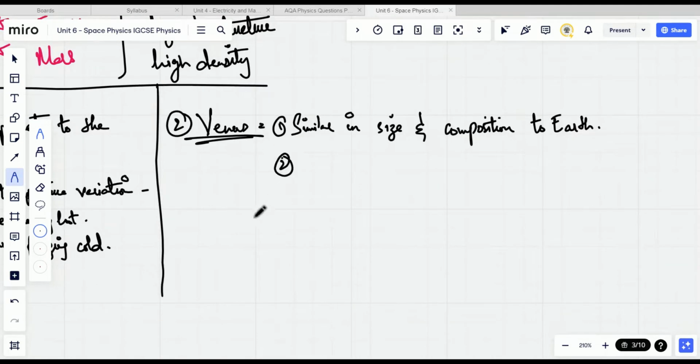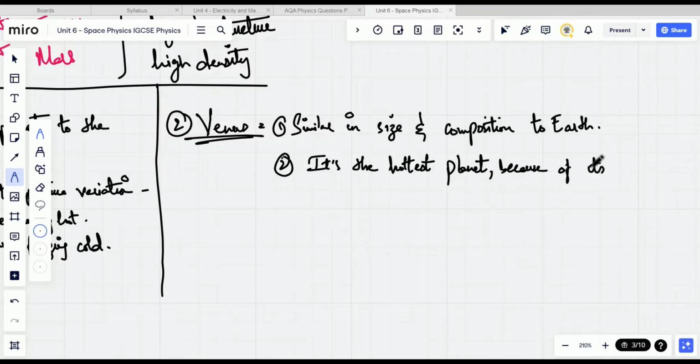What's the second thing that I need to tell you all over here? It is the hottest planet. Do not forget this, because of its thick atmosphere. Even though Mercury is closer to the sun, Venus is hotter because Mercury does not have gas. Okay.